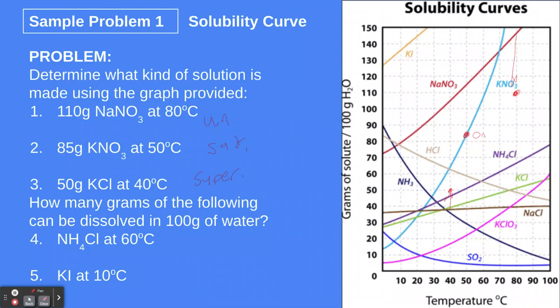Now the next ones are how many grams of these can be dissolved in 100 grams of water. This is just asking you to go up from that temperature, find the line, and figure out how many grams. So at 60 degrees, our ammonium chloride, we can dissolve about 55 grams of that. And then our potassium iodide, if we run up to 10 degrees, that's somewhere around 135 grams.